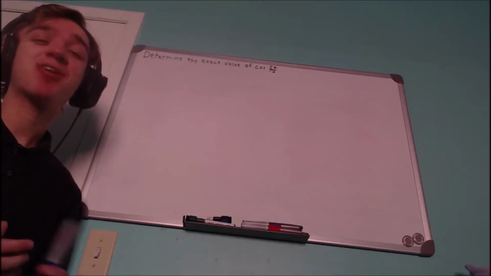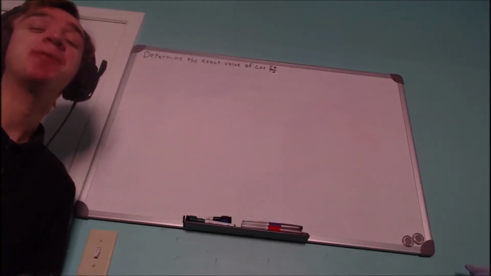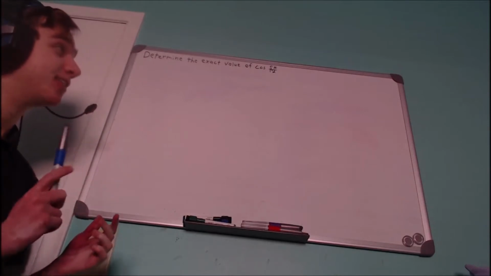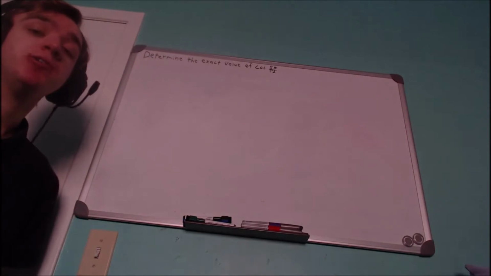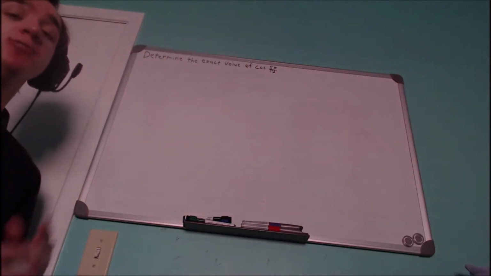Hey everyone, so today we're going to be determining the exact value of a trigonometric function, and we're going to be looking at the cos of 5 pi over 12. So the first thing that we're going to do is convert 5 pi over 12 to degrees.